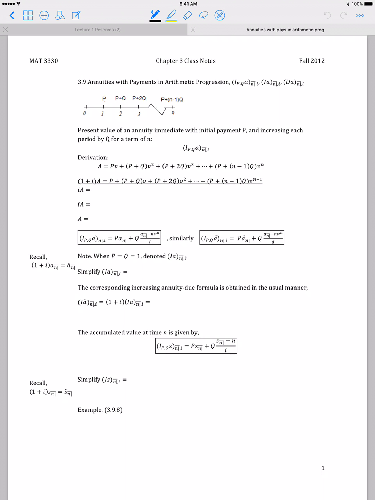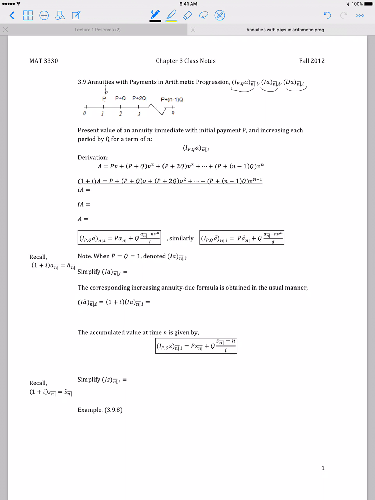Annuities with payments in arithmetic progression. We see the new symbols that we're going to be using. These are all net present value symbols. And the annuity is on the timeline.